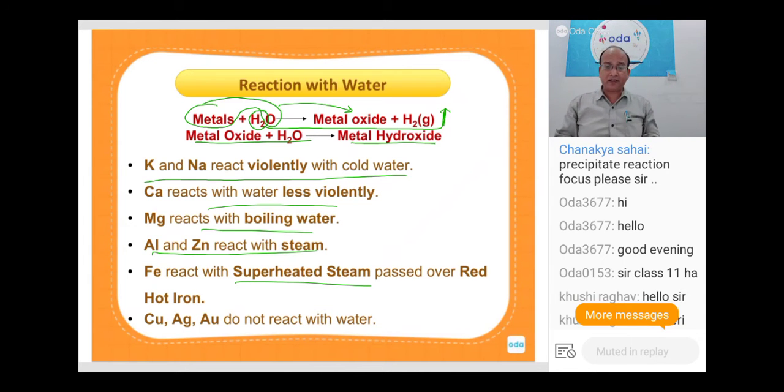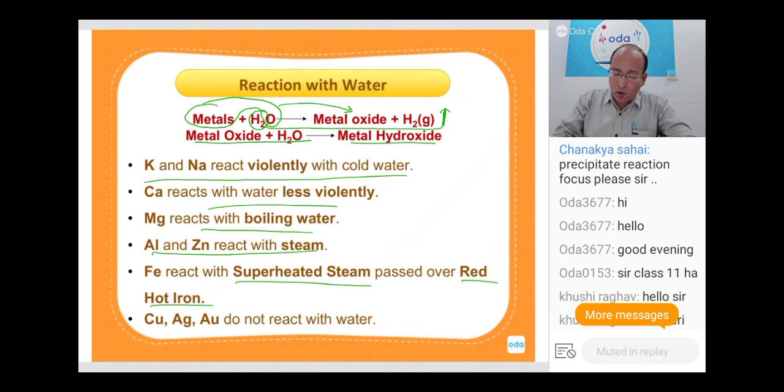What do you mean by superheated steam? When steam is formed and you heat it under pressure to a very high temperature, that is called superheated steam. And you must take the iron in red hot condition. Only red hot iron will react with water, not simple water. It will react with superheated steam.